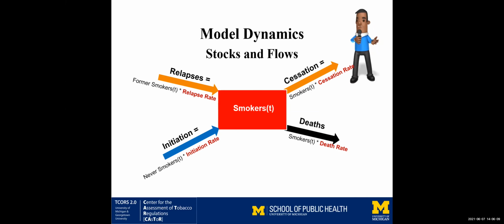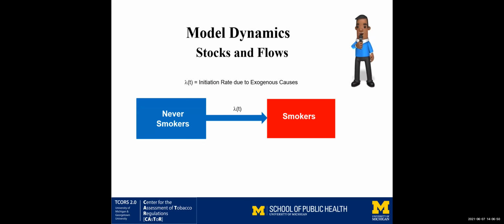The initiation is shown here as one parameter called the initiation rate multiplied times the number of never smokers. So this, what we call initiation rate, we can think of as the probability in a certain time that a never smoker initiates, right? And if we multiply that times the number of never smokers, then we have the total number of initiators, right? In this case, the flow between never smokers and smokers is regulated by an exogenous parameter that we call the initiation rate. And it can be constant or not. And that parameter can be affected by policy, right?